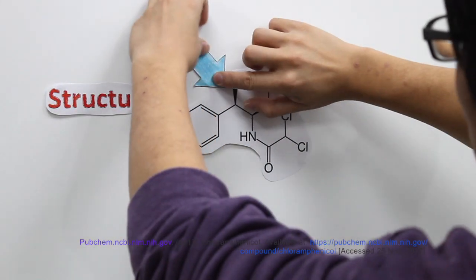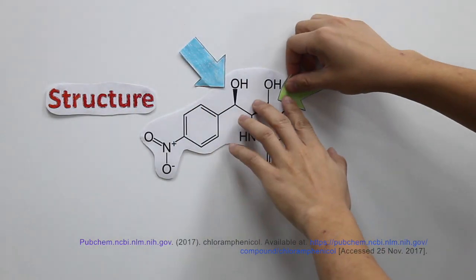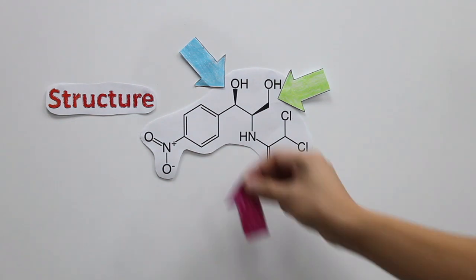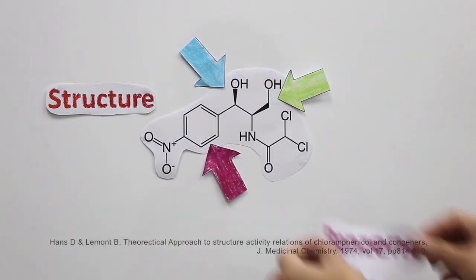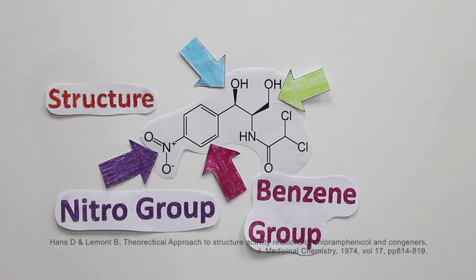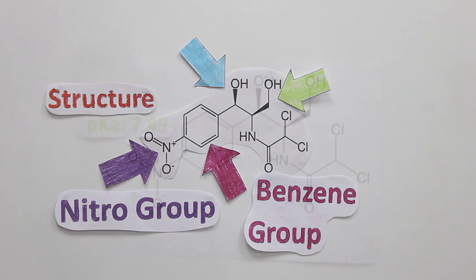As you can see, it has two chiral centres, located at the C1 and C2 alcohols, both of which have R conformations. This conformation is important for activity, as is the aryl structure. The para-nitro group, however, can be replaced with other functional groups. The molecule will still have activity, just not as high as the activity of chloramphenicol.